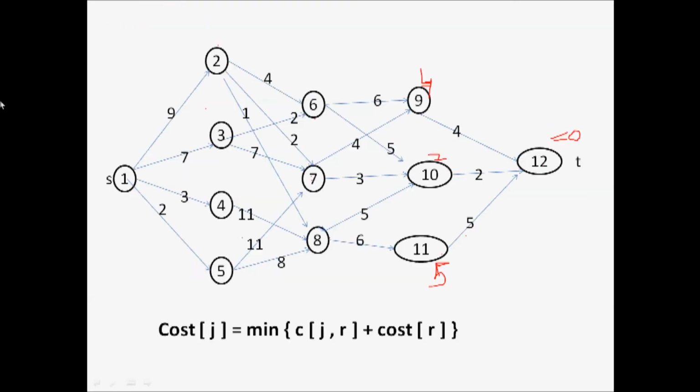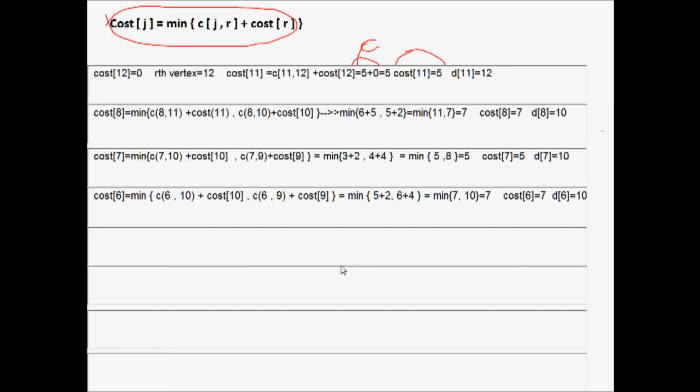Now similarly, we have calculated the cost of 6th, 7th and 8th. For 8th, there are two vertices, vertex number 10 and vertex number 11. Out of these two we have to choose only one, so we are going to choose it from here, just like cost c of 8,11 plus cost of 11 and c of 8,10 plus cost of 10. Out of these two the minimum is 7, and that minimum cost is achieved by traversing through the path 10. So we write d of 8 is equal to 10.